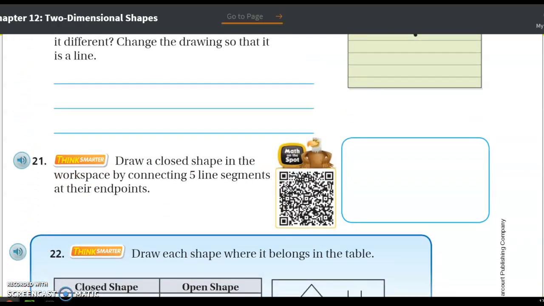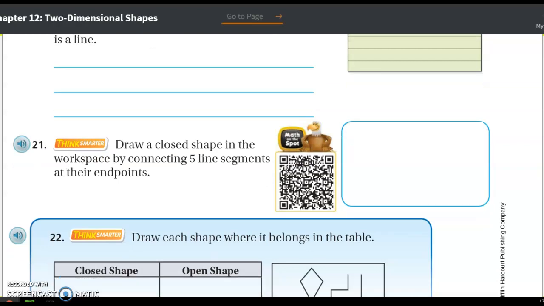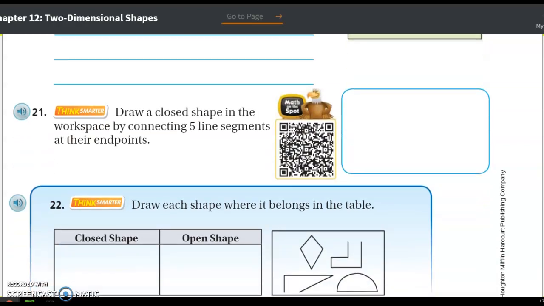and we're going to skip 20, and I like number 21. It says draw a closed shape in the workspace by connecting 5 line segments. Go ahead and press pause and work on that.